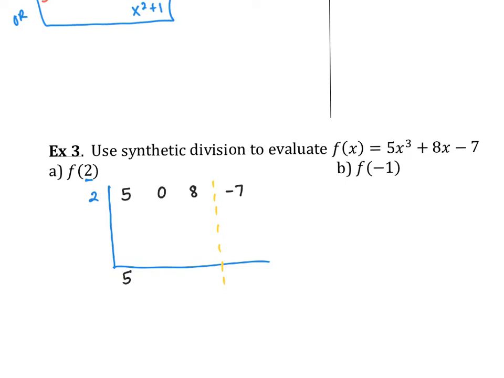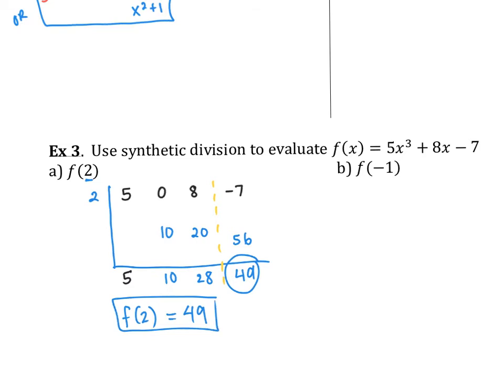I'm going to bring down the 5. Then I'm just going to work this out. 2 times 5 is 10, 0 plus 10 is 10, 2 times 10 is 20, 8 plus 20 is 28, 2 times 28 is 56, negative 7 plus 56 is 49. This remainder here is also the answer when you evaluate f of 2. You would get 49. It's kind of a cool trick, especially if you don't have a calculator, or if using the calculator would be more work than this. I'm going to do the same thing one more time, and this time I'm going to evaluate f of negative 1.